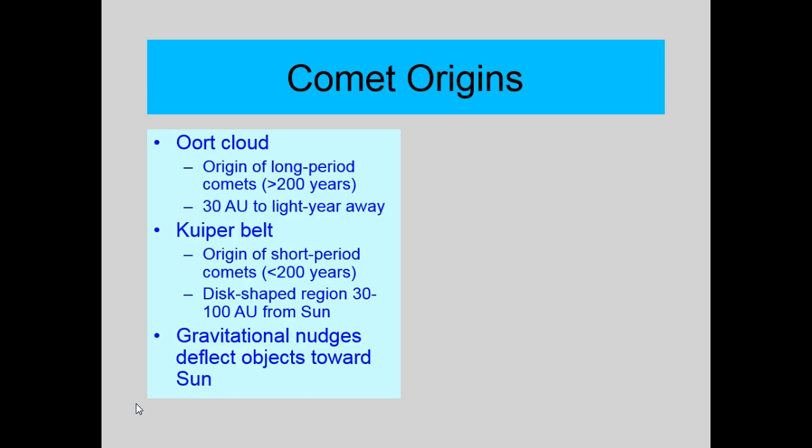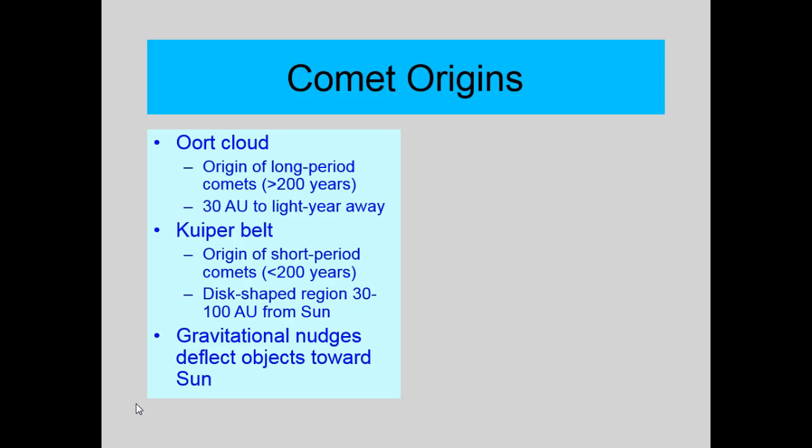long period comets, those that come around once every greater than 200 years. So in other words, it's going to be generations between the time that comet shows up one time and it comes around again. They usually count a generation to be about 30 years? So this would be something on the order of 7 generations between visits by these comets. How far are they? 30 astronomical units, up to a light year away. Up to a light year away?